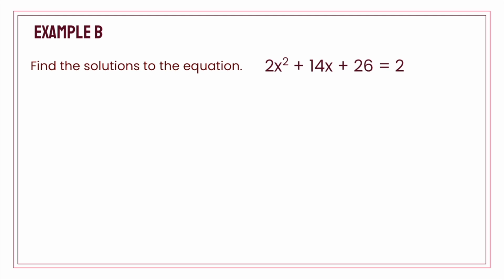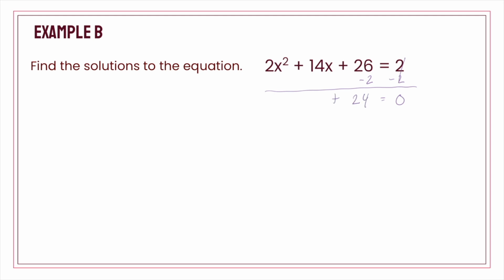So we've got some work to do here. First, we need to make sure that it's equal to 0, and it's not. It's equal to 2. So we need to move that 2 to the other side. I'm going to subtract 2 on this side, subtract 2 on this side. Notice that I can only subtract the 2 from the constant because the 2 is a constant. So these are going to cancel, leaving me with 0, and then I've got 26 minus 2, which is 24.